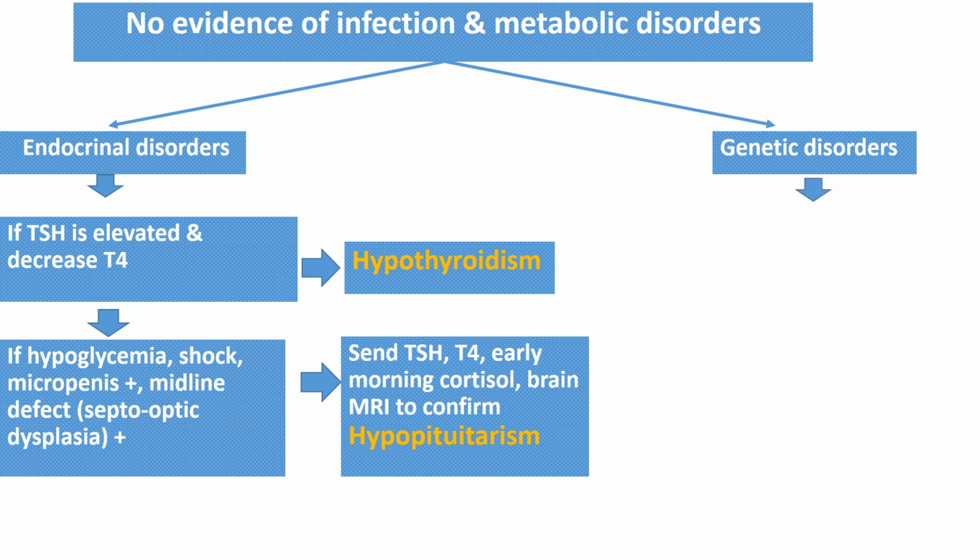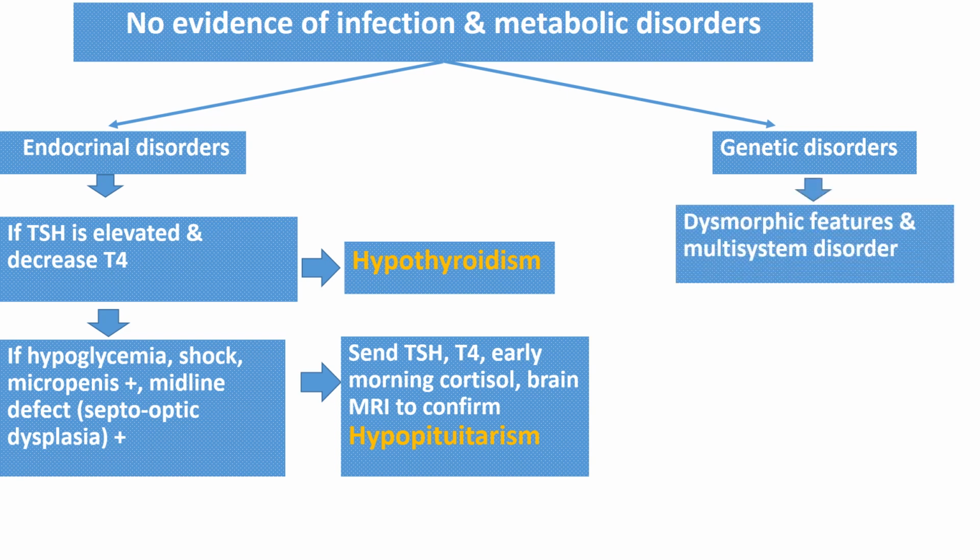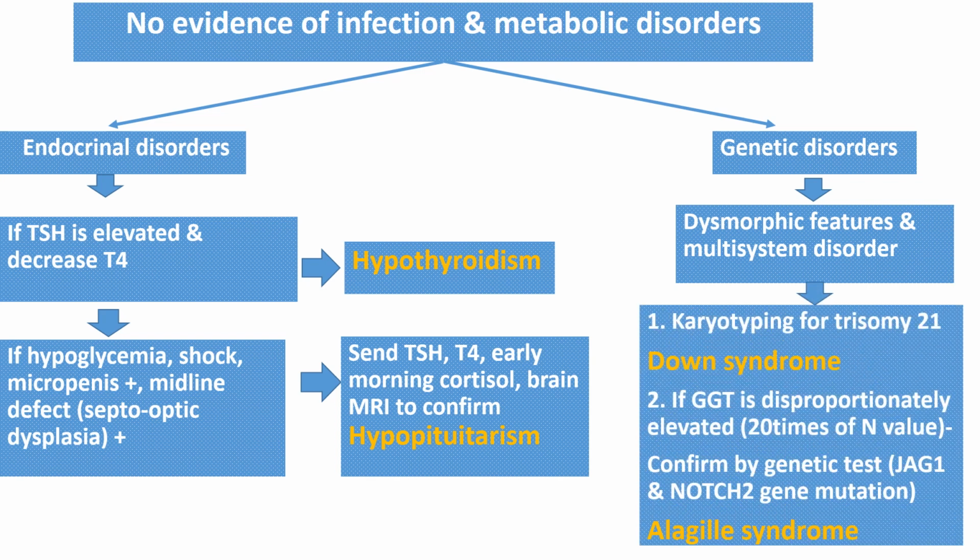And in genetic disorders, if you don't find any endocrinal cause, then you have to examine the baby. If you find that dysmorphic features and multi-system involvement are there, then go for karyotyping for trisomy 21, which is Down syndrome. And if GGT is disproportionately elevated, 20 times the normal value, then confirm Alagille syndrome by genetic testing, in which JAG1 and NOTCH2 gene mutation will be there.